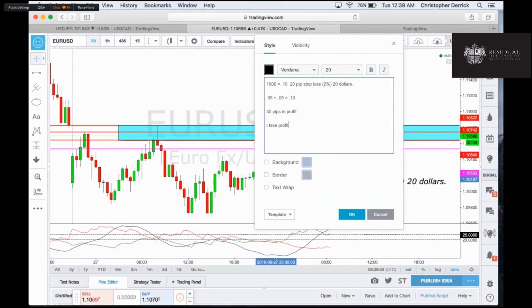For the second order, I change my stop loss to a stop profit. Does it make sense?